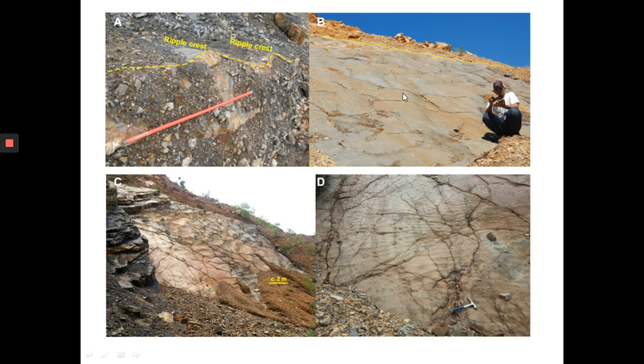Not that great a photo, but this is much better. You can actually see the straight crests of these very large wave ripples, and superimposed on these large ripples here, you can also get smaller symmetrical ripples also developed by lower velocity waves. And this is from an exposure in Perlis. This is part of the Kubang Pasu formation. This is Permian in age.